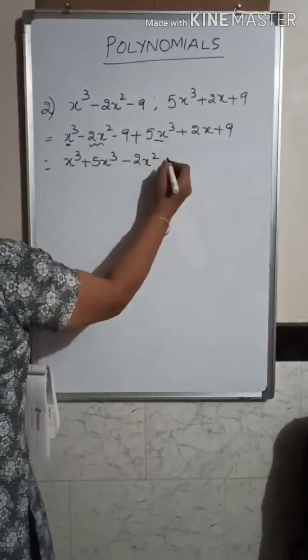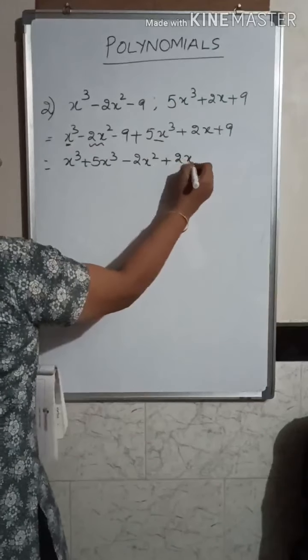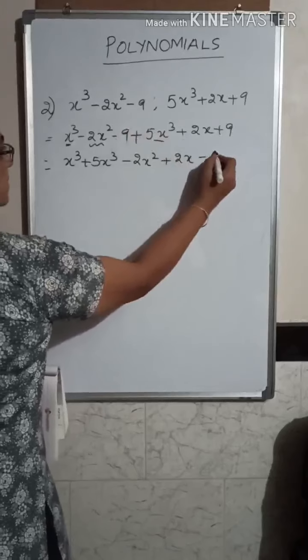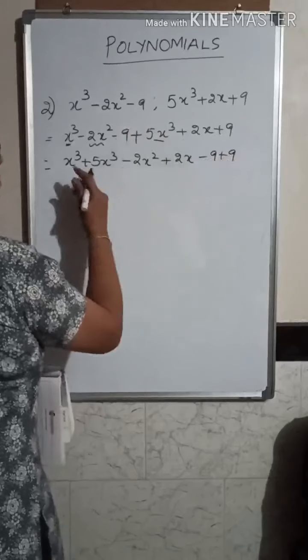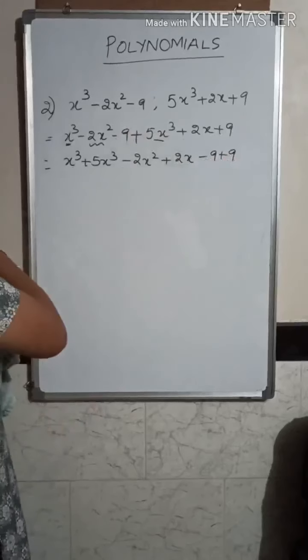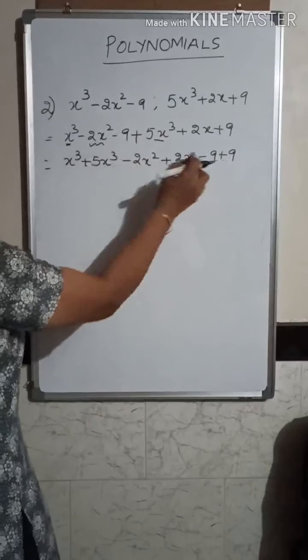Then you have got the x term, so write plus 2x. Then you have got minus 9 plus 9. So like this, group the like terms. If you don't have like terms, then write the terms as they are, individually.